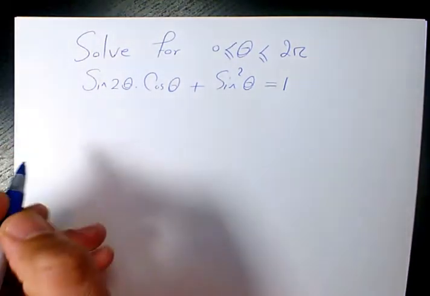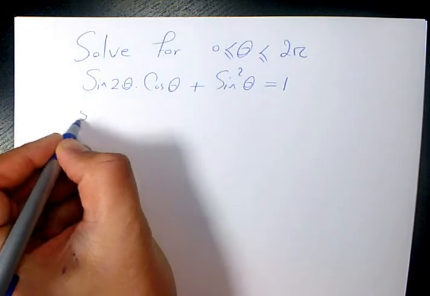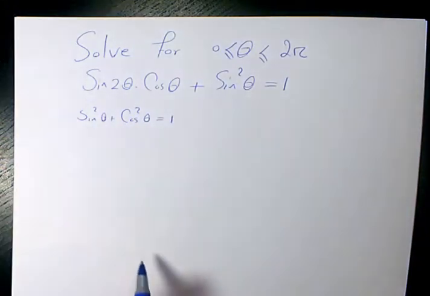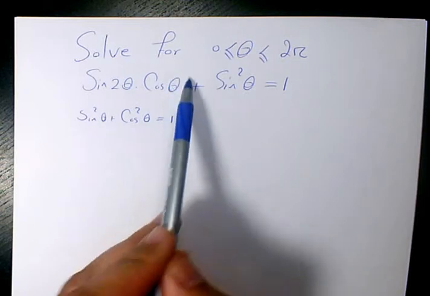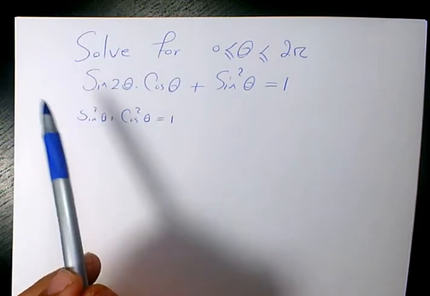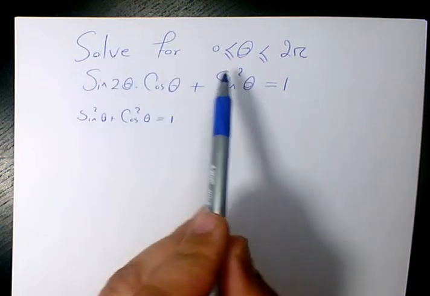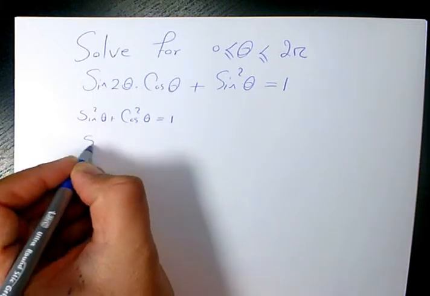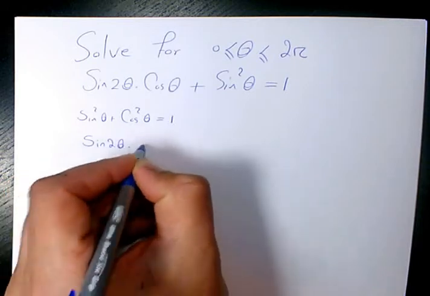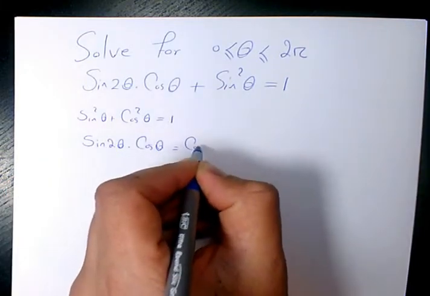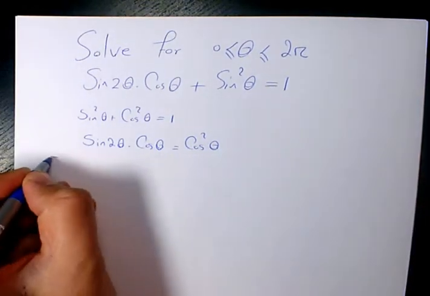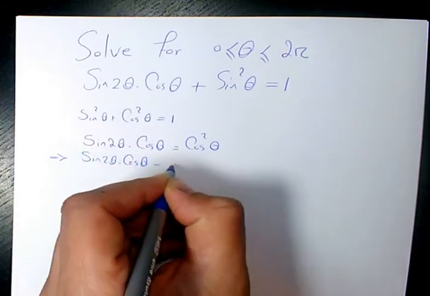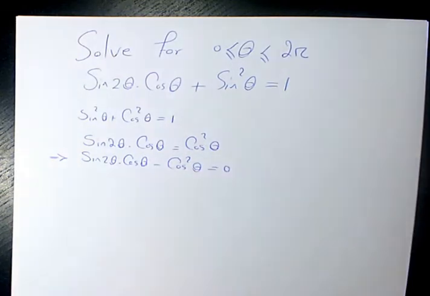We know from the trigonometric identities that sine squared theta plus cosine squared theta is equal to 1 all the time. So we can say that this part has to be equal to cosine squared theta, because cosine squared theta plus sine squared theta has to be equal to 1. So I'm going to say sine 2 theta times cosine theta equals cosine squared theta. Then I move everything to the left hand side. It's going to be sine 2 theta times cosine theta minus cosine squared theta equals 0.